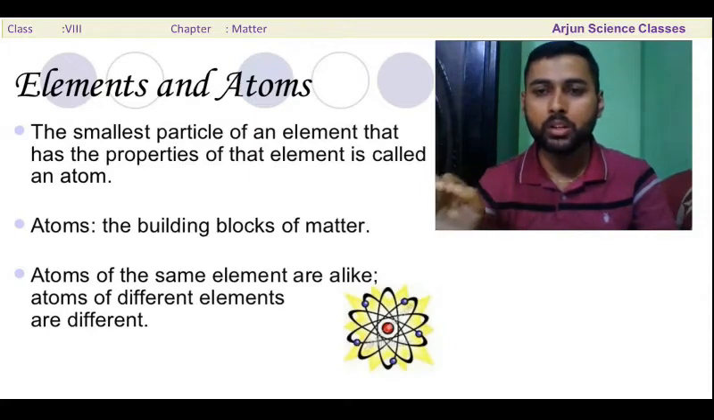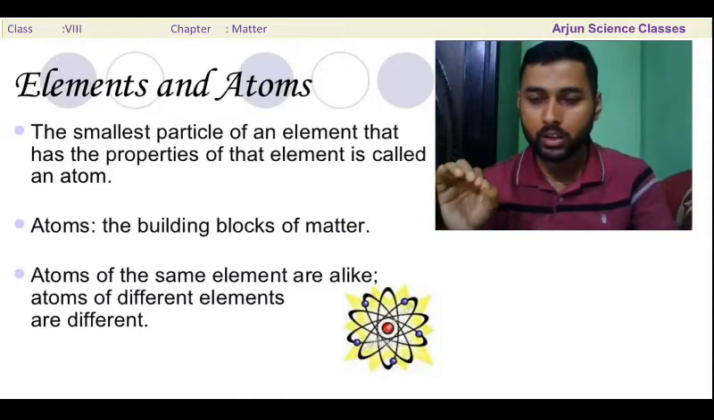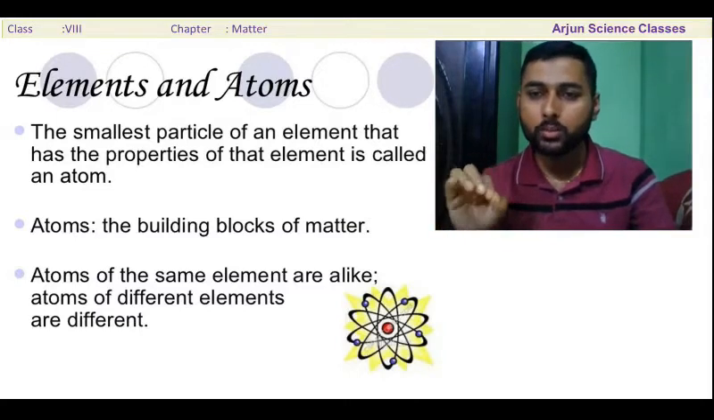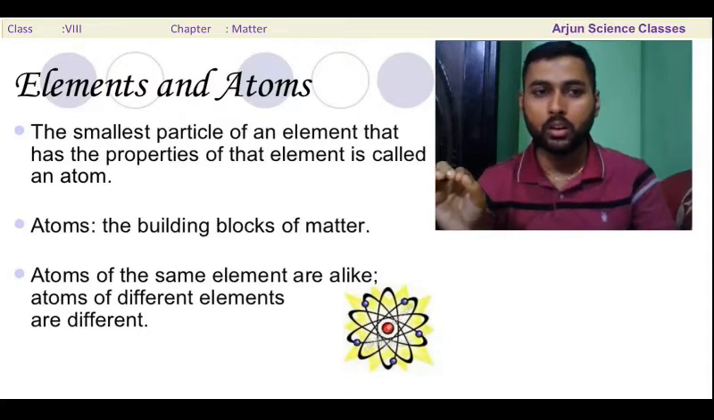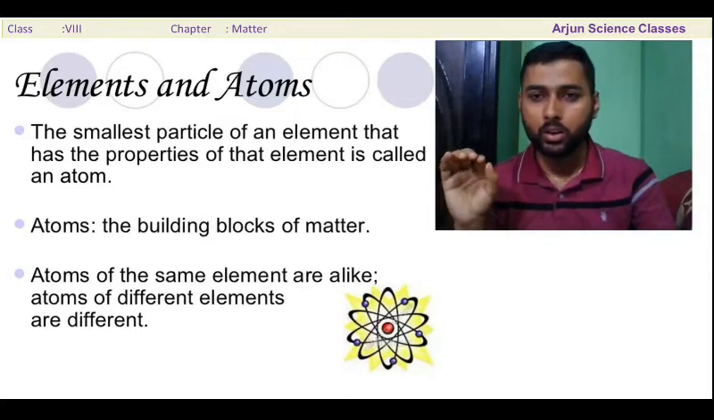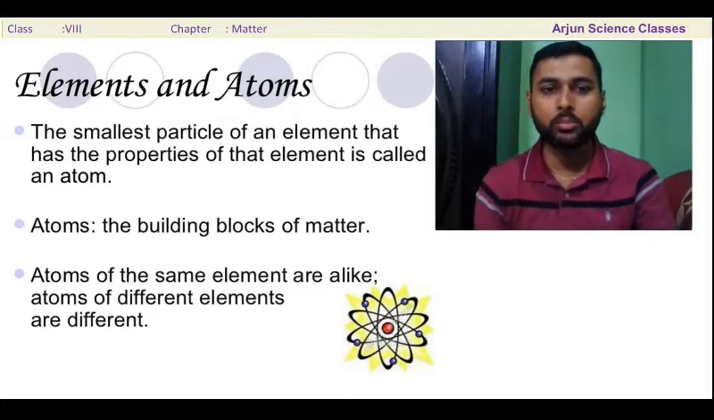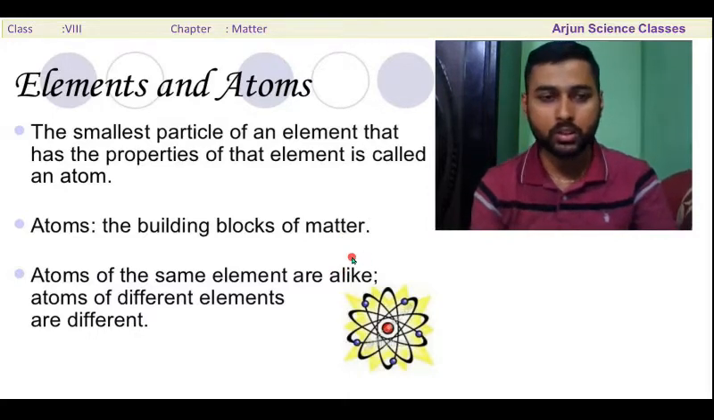What do you mean by element? Element is the pure substance which cannot be broken down into simpler form. Atom is the smallest particle of the element which has the property of that element, and which takes part in the chemical reaction. Atoms are the building blocks of matter. It means matter is made up of a large number of atoms.